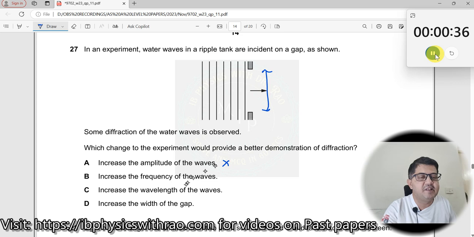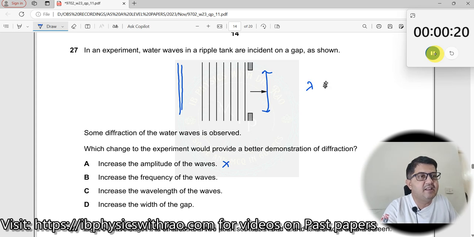Increase the frequency of the wave. What do you mean by the frequency of the wave? That means more number of waves are now falling onto the gap. Okay, that could be, so that is what you got as increasing the frequency. When you increase the frequency, what will happen to the wavelength? The wavelength will start reducing, which means the distance between these two lines becomes closer and closer over here.